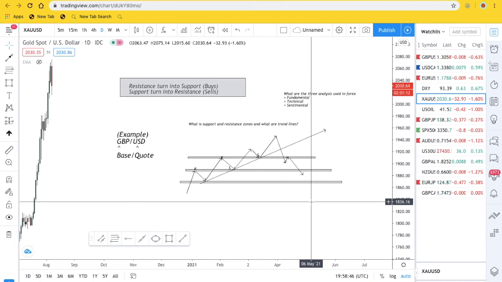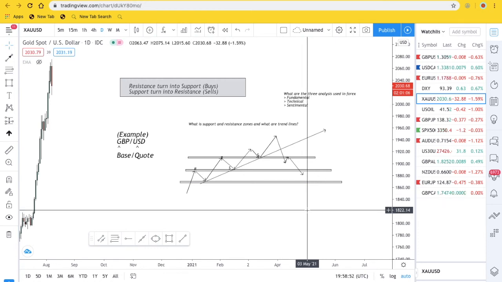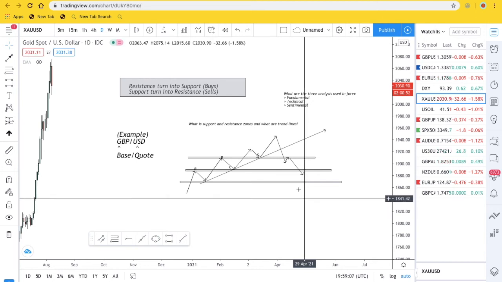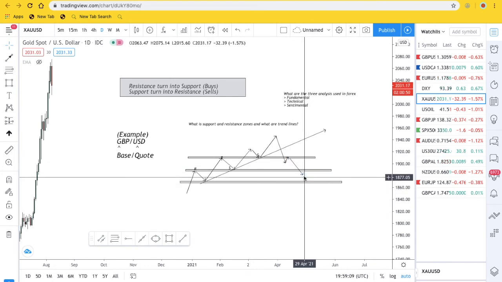Alright? When support becomes resistance, you are now in a downtrend. So when your floor is broken, you're going to retest, or come back up and try to touch your floor, the bottom of the floor, and that bottom of the floor is now becoming your resistance, or is now becoming the ceiling.